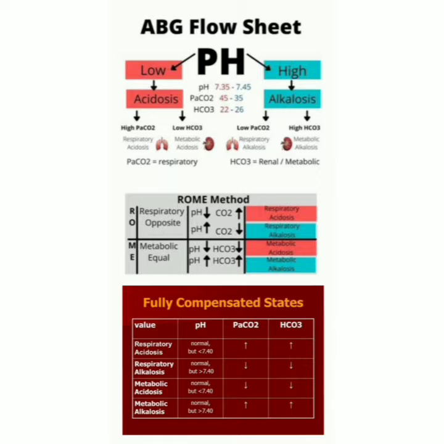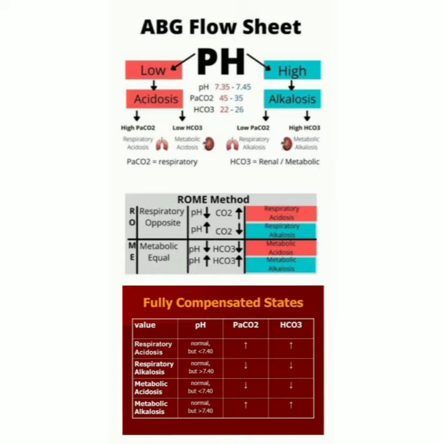Now the last box, fully compensated states. How can we calculate compensation states of ABG? First, respiratory acidosis. They are telling that pH is normal or below 7.40, and partial pressure of carbon dioxide and bicarbonate both are increased. As we know, respiratory conditions show opposite directions, but pH here is normal or below, at least 7.40 or below, and the opposite direction of partial pressure of carbon dioxide, so that is compensated respiratory acidosis.